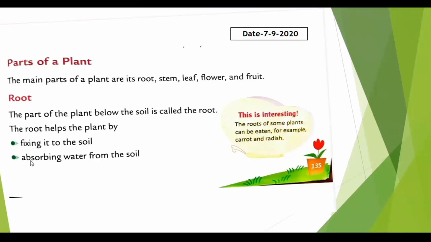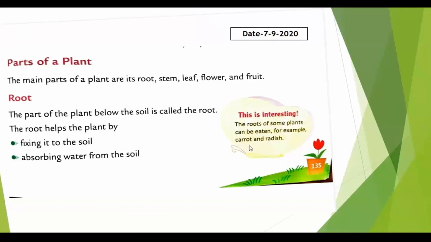The next function is absorbing water from the soil. I repeat, the root helps the plant by fixing it to the soil. The next point is absorbing water from the soil. So these are the main functions of the roots we were reading.